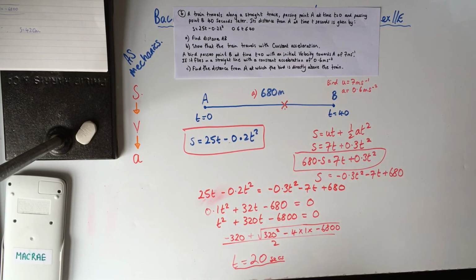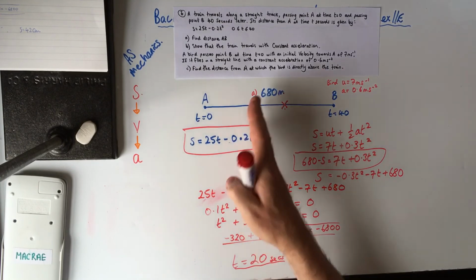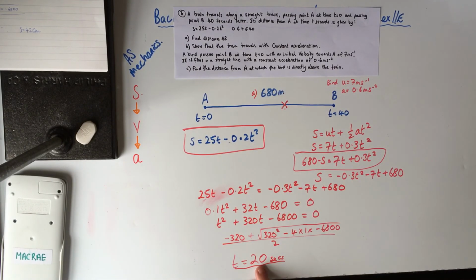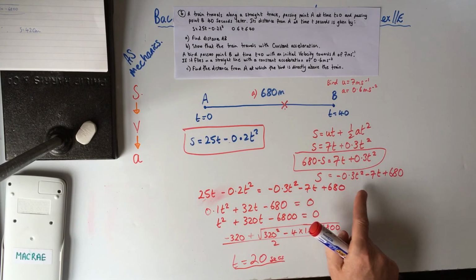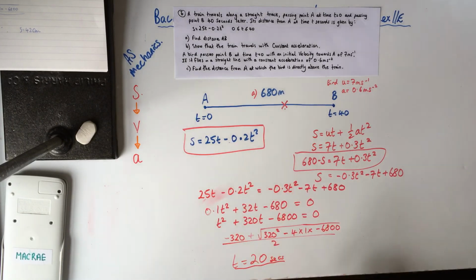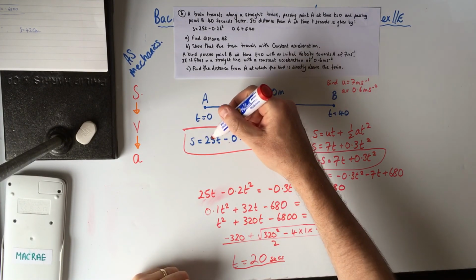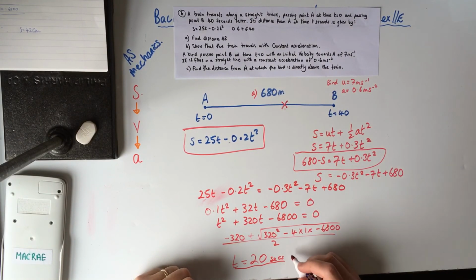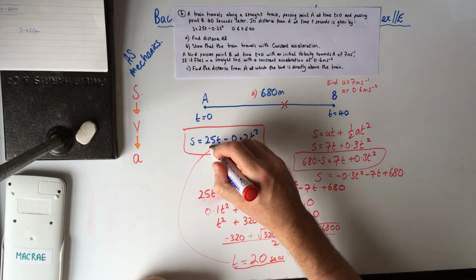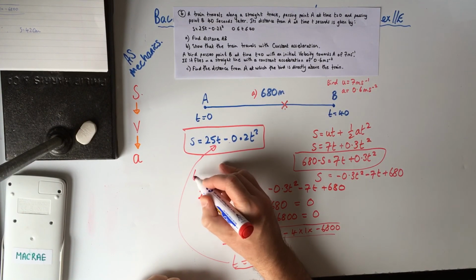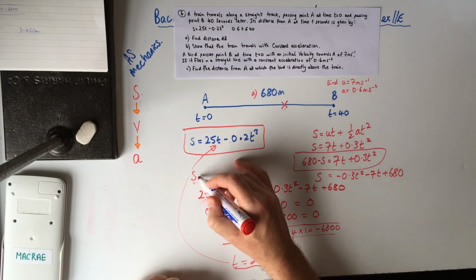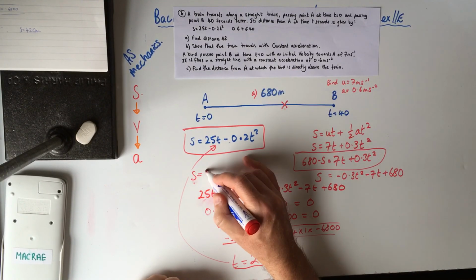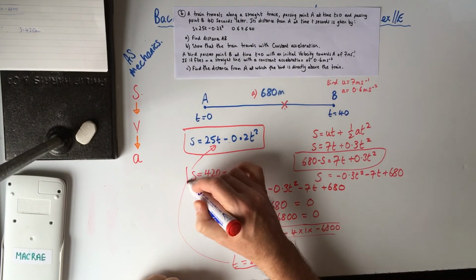So that's actually the halfway point in terms of time. But it's not linear, it's a quadratic, so it's not half the distance, it's just half of the time. So then you have to put your 20 into either of these equations. If you did s is equal to 25 times 20 minus 0.2 times 20 squared, and you substituted that in, you get a displacement from A of 420 meters, which is the correct answer.